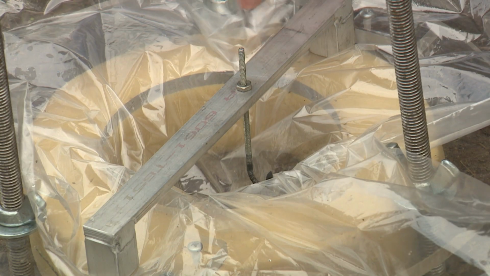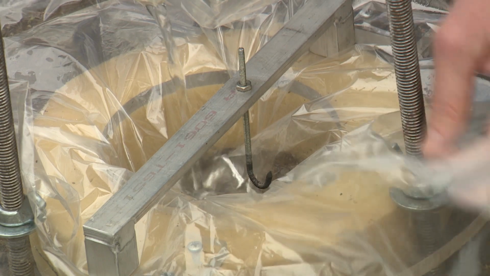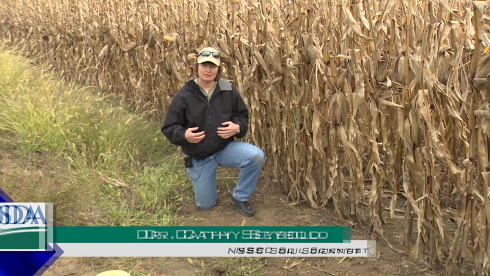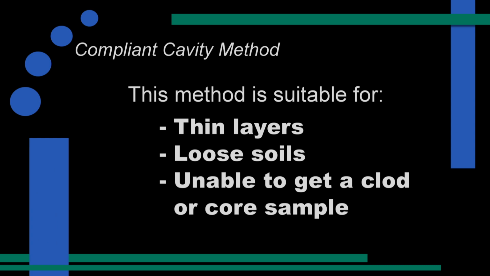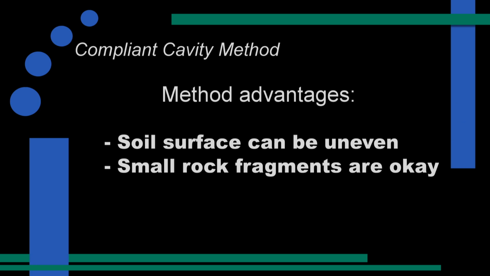So today we're going to demonstrate a bulk density method, and it's the compliant cavity method. This method is good if you've got a thin layer that you want a bulk density of, where the soil is loose or it falls apart easily. Or maybe you can't get a clod out of it, or you can't get a core out of it. An advantage of this method is that you don't have to smooth the surface before you do the bulk density method. It'll handle irregularities in the surface.